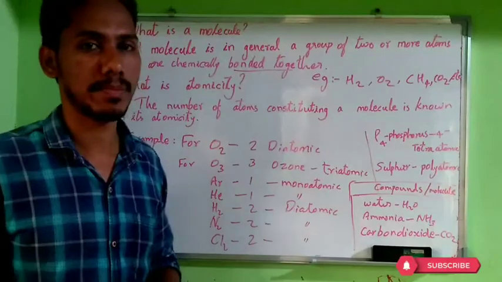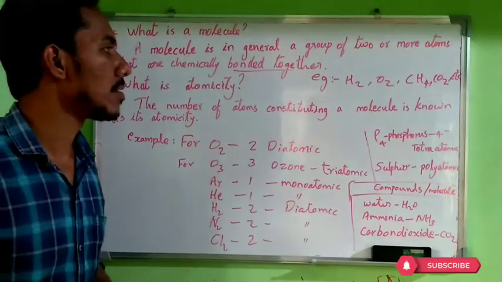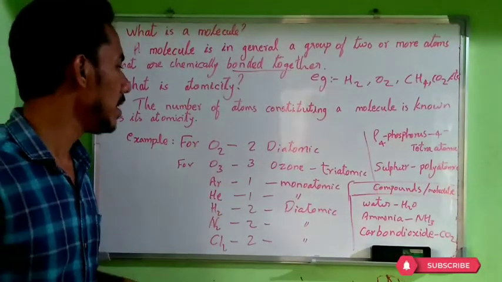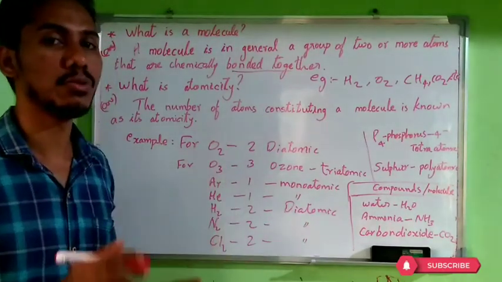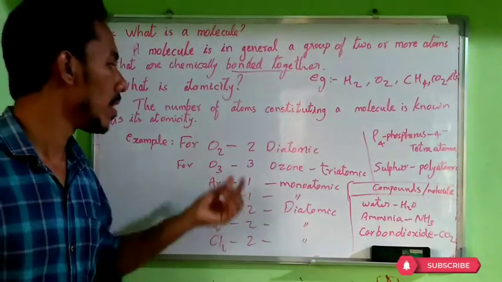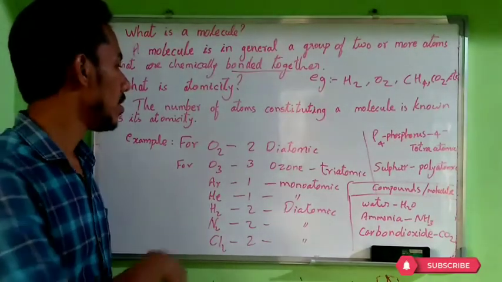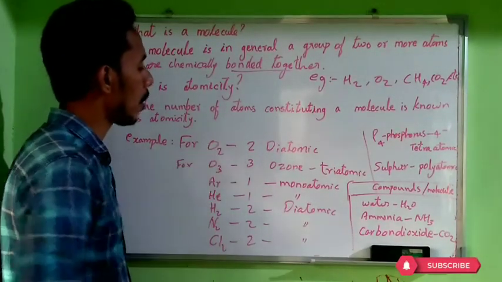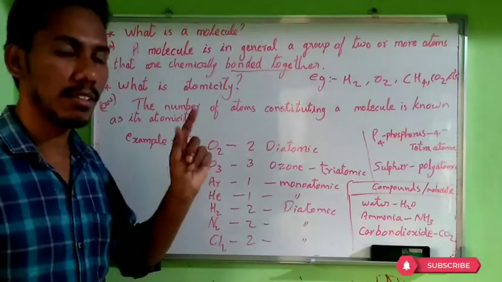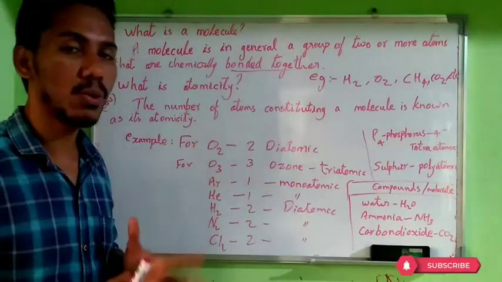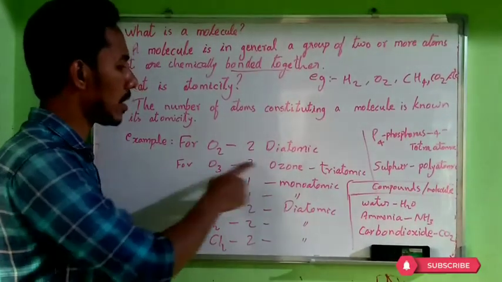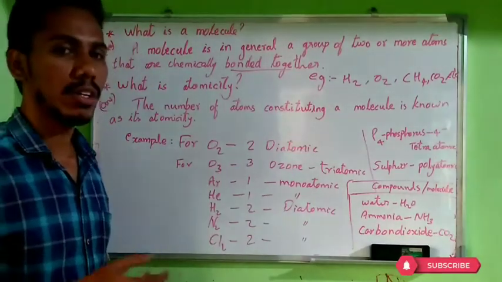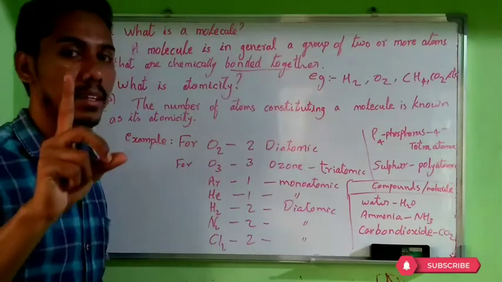Okay, what is atomicity? The number of atoms constituting a molecule is known as its atomicity. Atomicity means how many atoms are needed to form a molecule. Here, two atoms of oxygen combine to form a molecule of oxygen. Oxygen is an atom, but O2 is a molecule. O3, ozone, is triatomic. Three oxygen atoms are needed to form ozone. So, ozone is a molecule, oxygen is an atom.